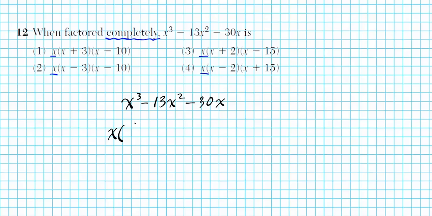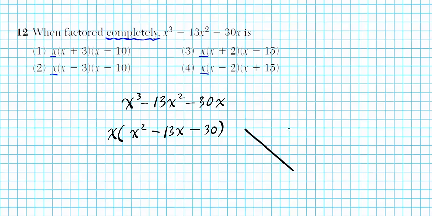When you factor out a variable, it's as though you're dividing by the variable that you factored out, okay? So if I take x to the third and factor out x, what do I have left? I have x squared, okay? And then minus 13x squared, if I factor out an x from that, I'm left with 13x. And then if I take out x from 30x, I'm left with 30, okay? Now let's go ahead and factor out this trinomial.